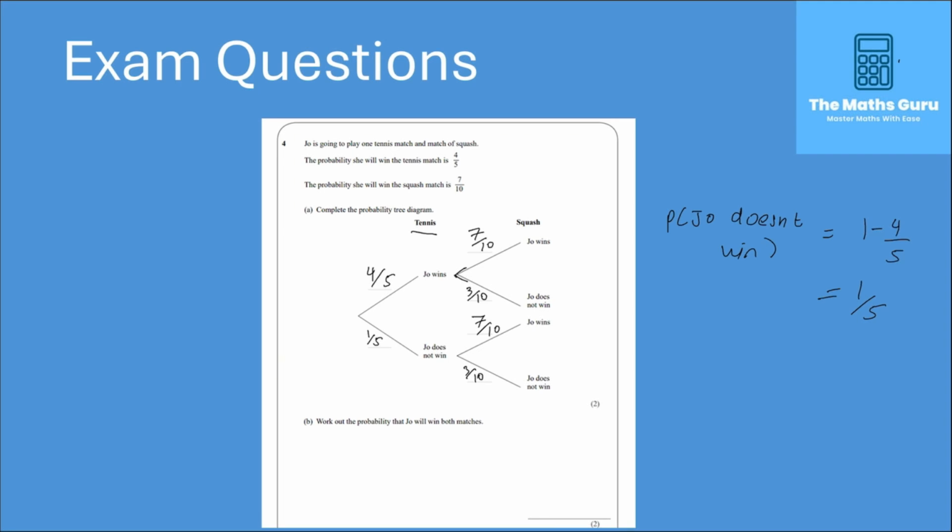Okay, we've completed our probability tree diagram, and now we're told to work out the probability that Joe will win both matches. So we follow our line of Joe winning both matches, and we get 4/5. Remember, we times along the branches. Times by 7/10 is equal to 28 over 50, which simplifies to 14 over 25.